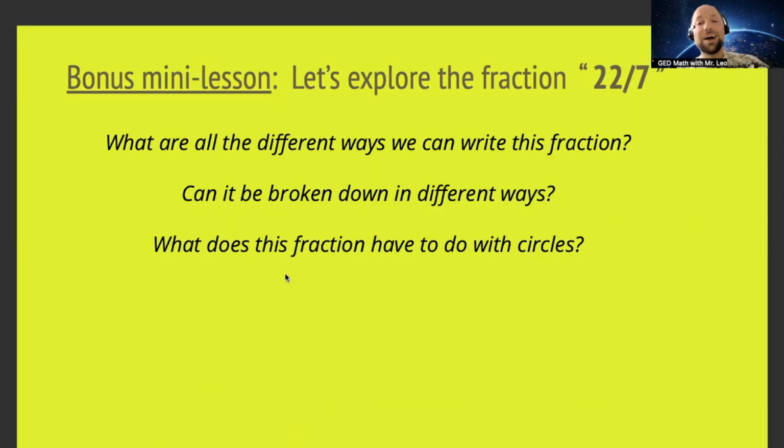To close this out, I have a bonus lesson. Let's explore this fraction, 22/7. Have you seen this before? It's not a huge deal, but it comes up sometimes in the context of circle geometry. Sometimes you may see where they write, use 22/7 for pi. Have you ever seen this before?